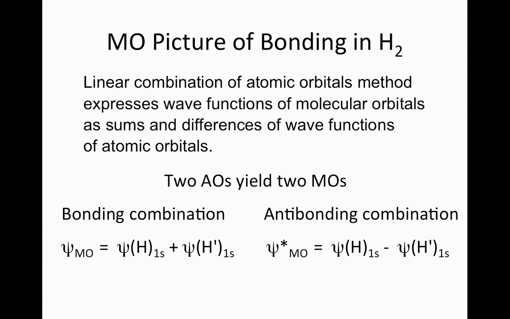Bonding combinations are lower in energy and correspond to constructive wave interference between two atomic orbitals. Antibonding combinations are higher in energy and correspond to destructive wave interference between the two atomic orbitals.